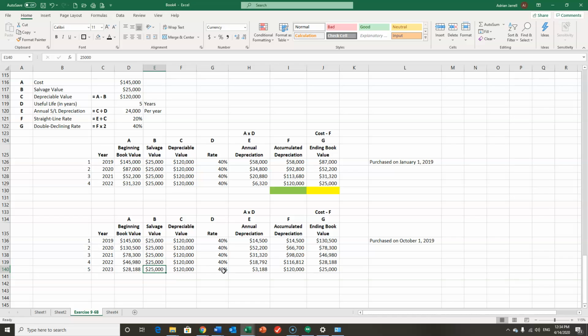I don't like that $1 sitting there. Anyway, so at the end we end up with accumulated depreciation equal to the depreciable value and the ending book value equal to the salvage value.